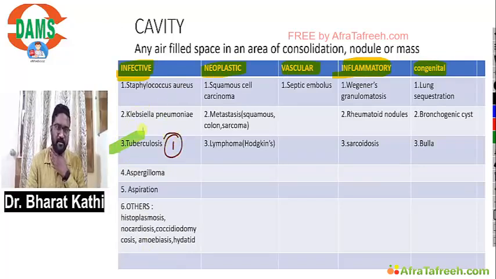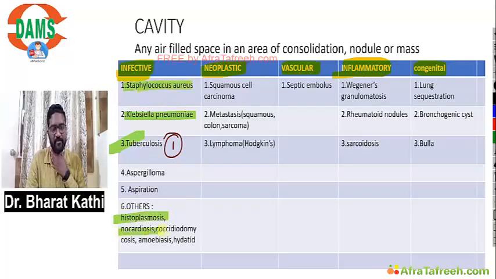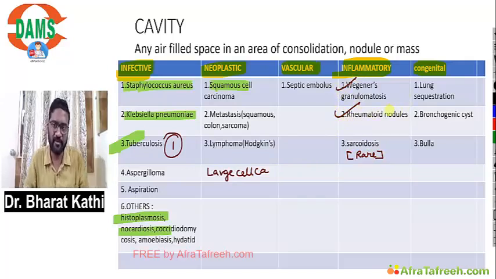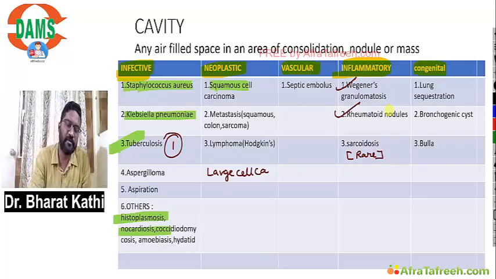So other infections that I told you: Klebsiella, Staph, histoplasmosis, nocardia, all those. Neoplastic: squamous cell carcinoma, few metastases can cause. Even you can add here large cell carcinoma, even though it is very rare. Inflammatory: sarcoidosis also, cavities are rare. Wegener's granulomatosis, rheumatoid nodules, and lung sequestration, bronchogenic cysts, and congenital bullae can also appear like cavity. So these are the conditions responsible for cavity.